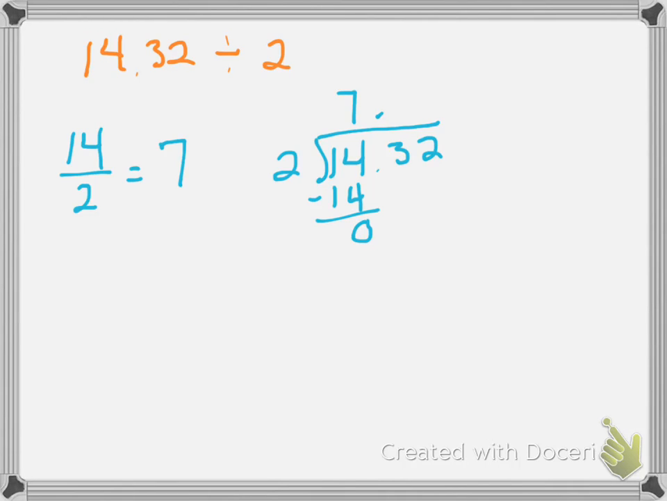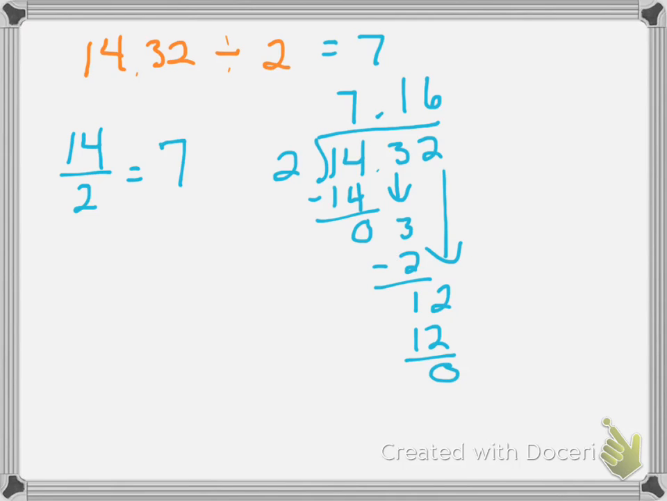So then I'm going to look to the next number. I'm going to bring that straight down and draw this arrow showing that I'm bringing it down. 2 goes into 3 1 time. And then 1 times 2 is going to give me 2. And I'm going to subtract those, and that's going to leave me with 1. And then I need to draw another arrow to bring down the last number, which happens to be 2. And 2 is going to go into 12 6 times. So that's going to give me an answer of 7 and 16 hundredths, which is really close to our estimate.